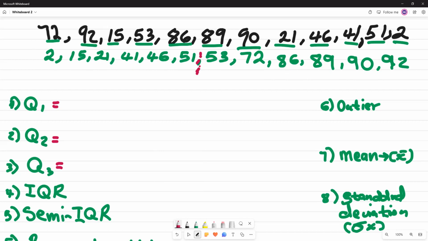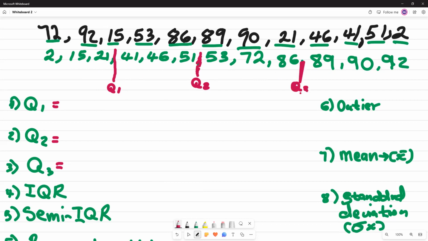So this is where we're going to get our Q2. Q2 divides it into two equal parts, 6 and 6. And then Q1 will be somewhere here, because it's 1, 2, 3, then 1, 2, 3. Then you need 1, 2, 3, and you're going to get your Q3 somewhere here.